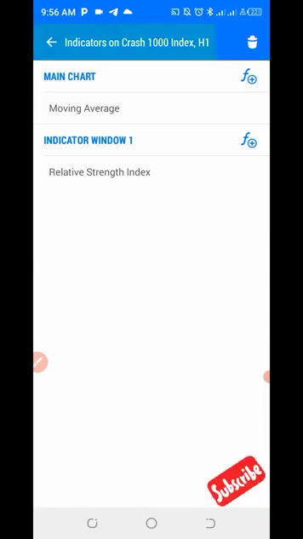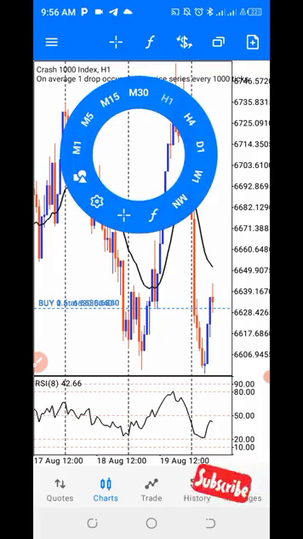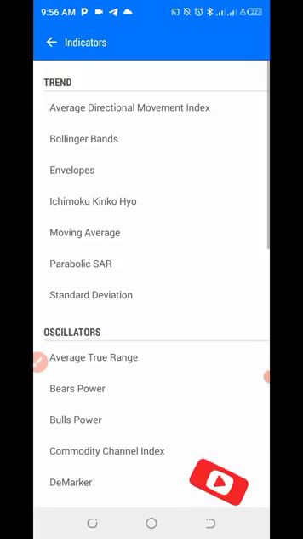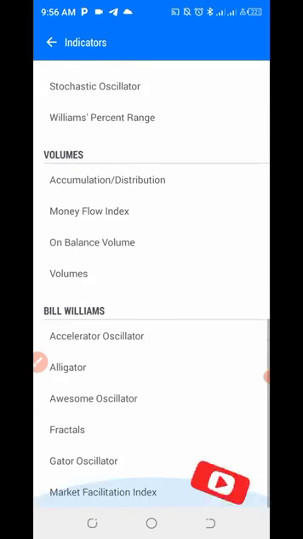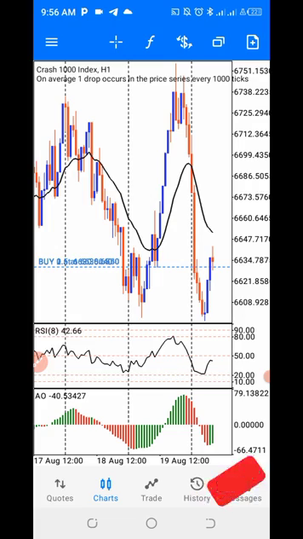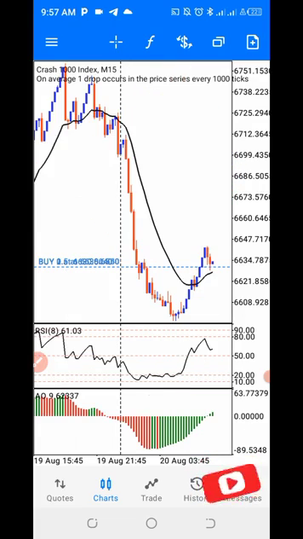You can click on this F here, or you tap on your screen and you use this F. Then you click on this indicator. Now you click on this main chart here. Then you look for your awesome oscillator. For the awesome oscillator, just leave it the way it is, the default setting. Then you click on done.